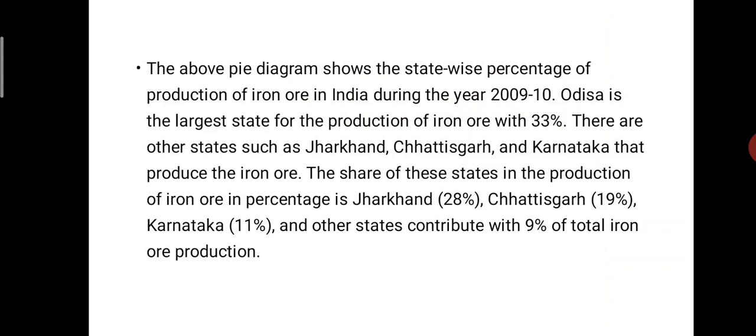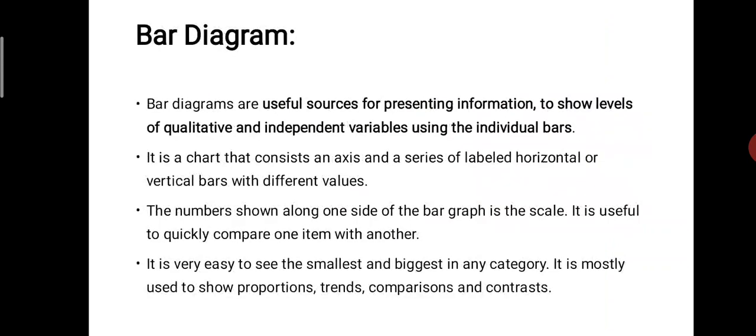In the next part, that is the bar diagram. Bar diagrams are useful sources for presenting information to show levels of qualitative and independent variables using individual bars. It is a chart that consists of an axis and a series of labeled horizontal or vertical bars with different values. The numbers shown along one side of the bar graph are the scale. It is useful to quickly compare one item with another.